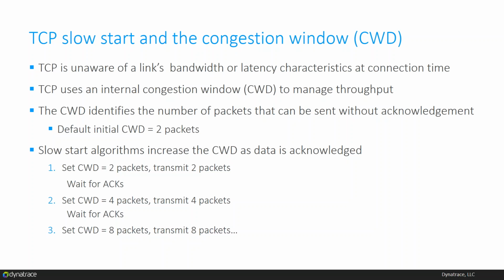And it uses what's called a congestion window to manage that throughput. Now the congestion window is an internally maintained value. You don't see this in the packets, but the sending node will use the default congestion window at the start of a new TCP connection, send 2 packets, wait for that data to be acknowledged, double the congestion window to 4, send those 4 packets and wait for those to be acknowledged, and then double it to 8 and so forth.